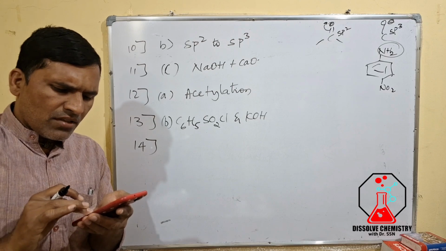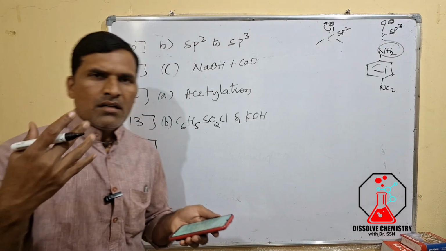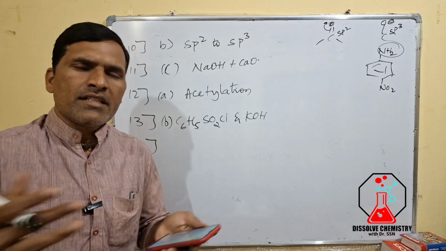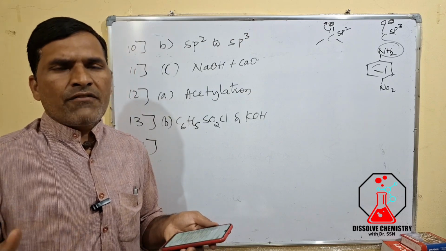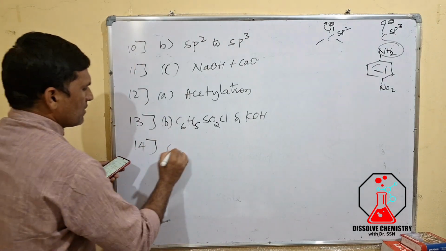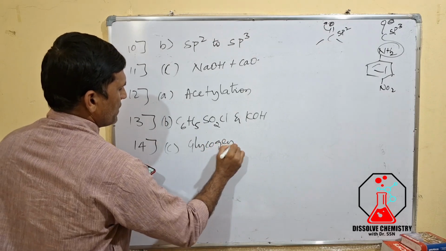the carbohydrate which is also known as animal starch and stored in the animal body. Generally you know that glucose is converted into glycogen in the liver and it is stored in the various fat tissues. So glycogen is referred to as what? Animal starch. Glycogen is the third option.